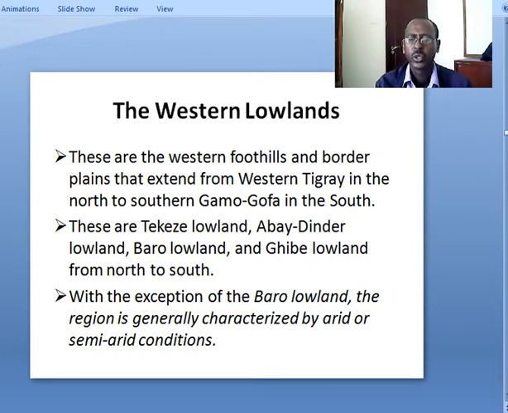Next, we'll see the Western Lowlands. These are the western foothills and border plains that extend from western Tigray in the north to southern Gamo Gofa in the south.